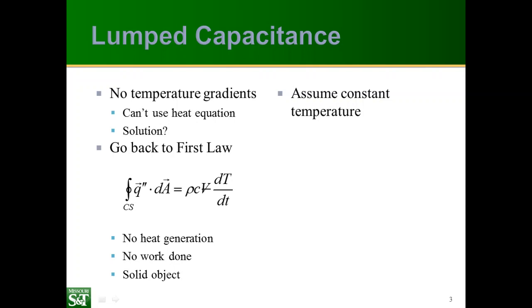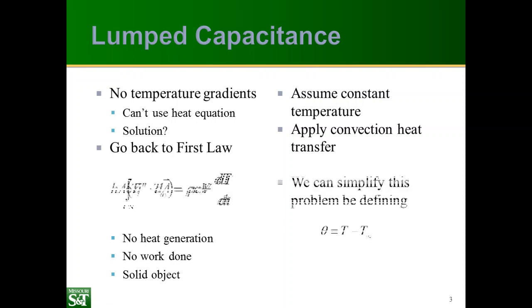Now if we assume that the temperature everywhere is the same in the object, then we can apply convection heat transfer for the heat flux. And we can use heat flux equals h times (T surface minus fluid temperature). So that gives us this version of the equation. Now we're going to simplify this equation a little bit because right now it looks kind of complex. We're going to define the excess temperature as theta, as T minus T infinity.